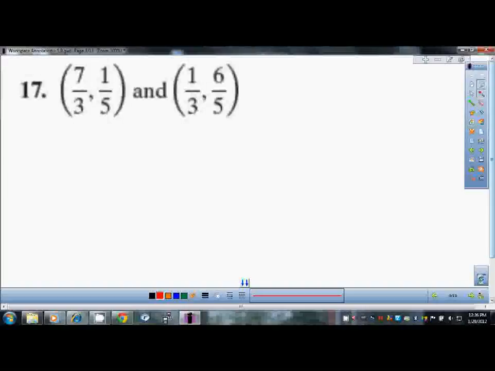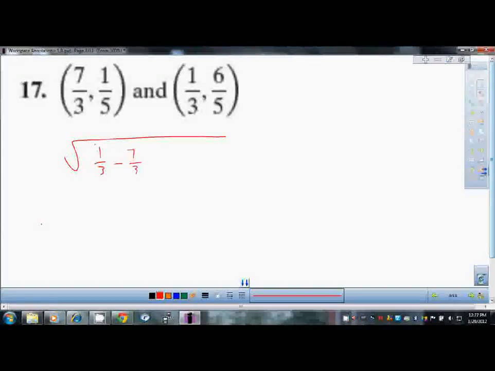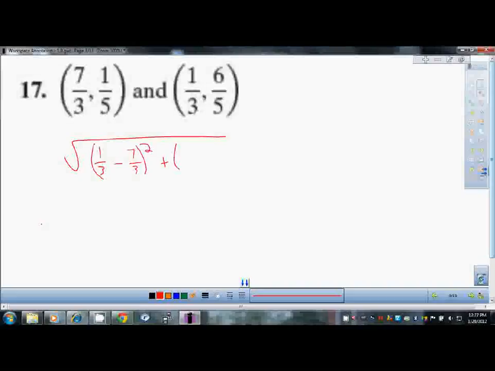Okay, distance formula. Y2, well, I don't know why I start with Y. Let me just start with that. X2, and it doesn't matter which one you view as 2 and 1. Minus X1 squared plus Y2 minus Y1 squared.